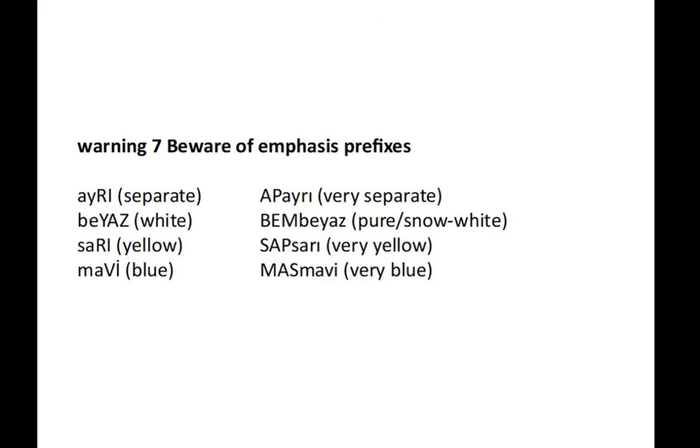I have the seventh warning for you. Beware of emphasis with prefixes. For example, ayrı means separate. Apayrı means very separate. This is used for emphasizing the adjectives in Turkish. Beyaz, bembeyaz. Sarı, sapsarı. Mavi, masmavi.